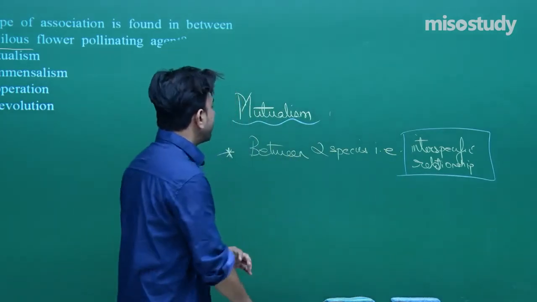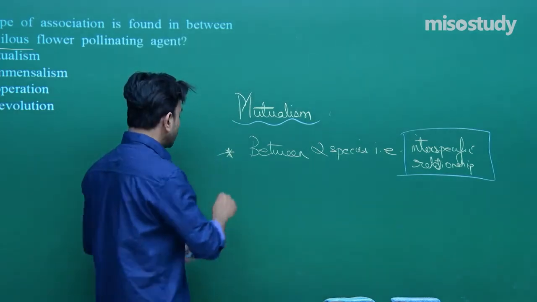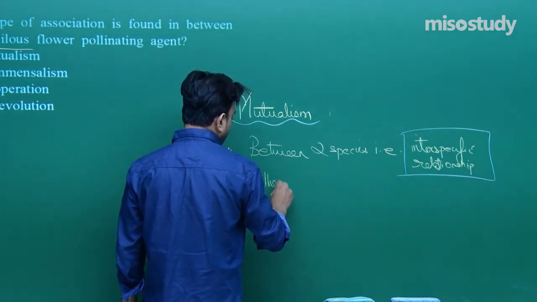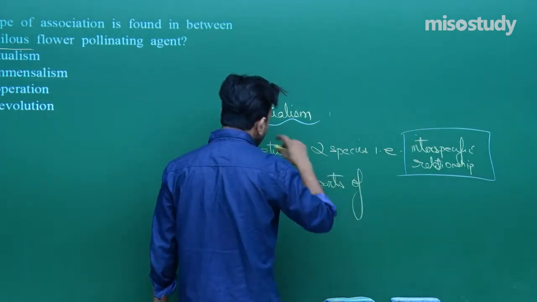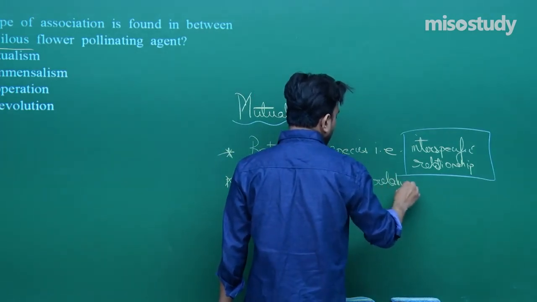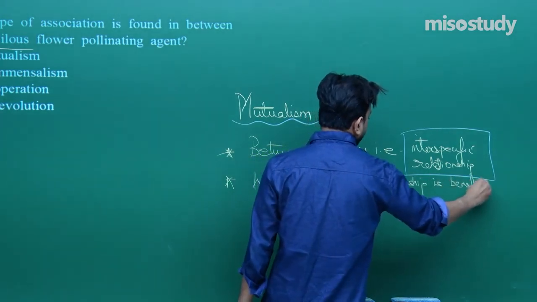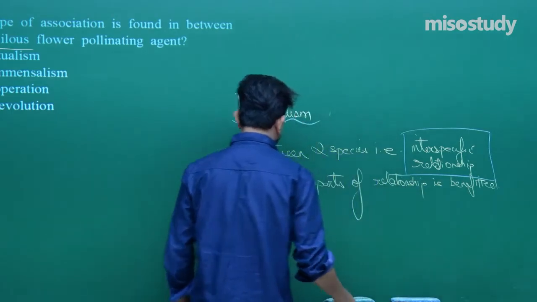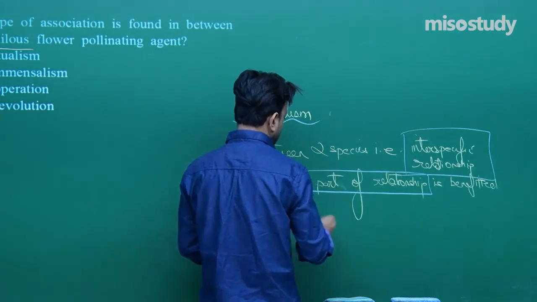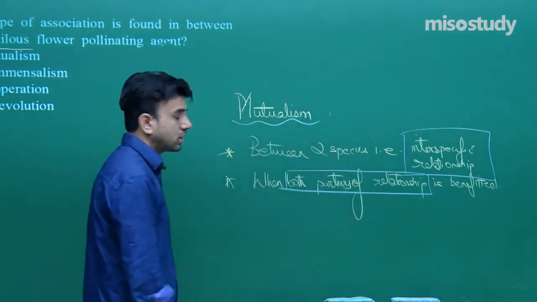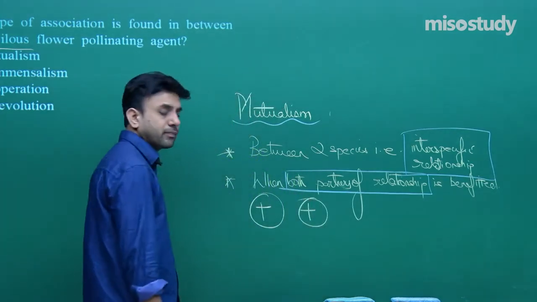Now mutualism is when both the partners involved in the relationship are benefited. When both partners of the relationship are benefited, that is when you have positive and positive.